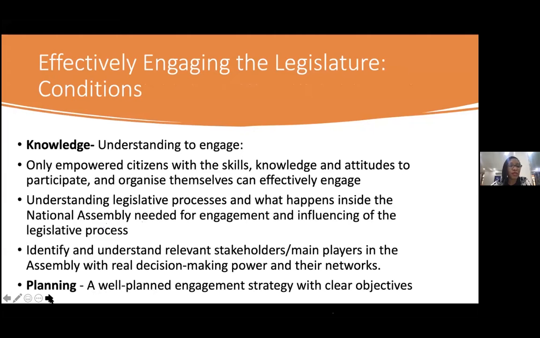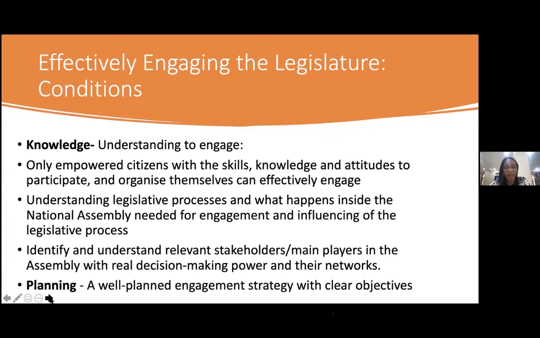Then again, like I mentioned, there are certain conditions or things that should be in place before engaging the legislature or participating. I think knowledge is the very first, understanding to engage. So only citizens who have the skills, the knowledge and attitudes to participate and organize themselves can efficiently engage. Understanding legislative processes and what happens inside the National Assembly is needed for engagement and influencing the legislative process.